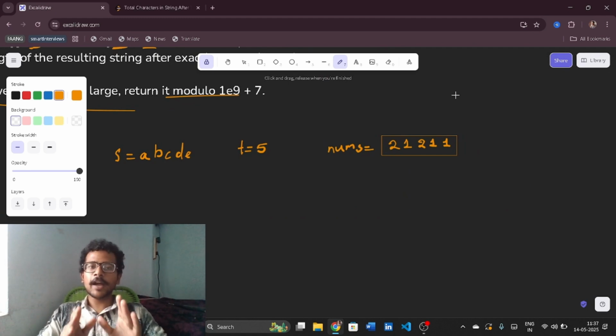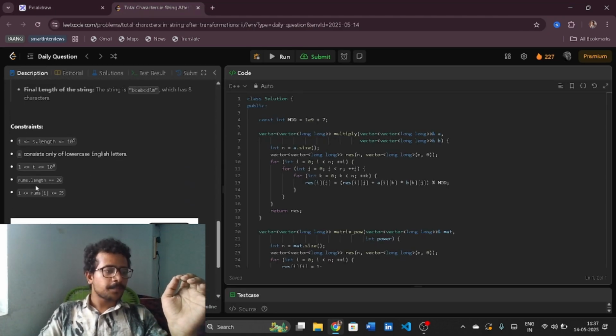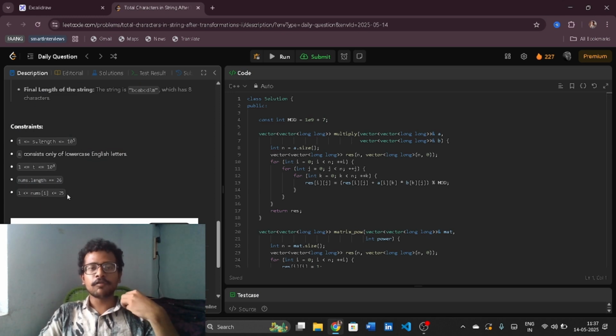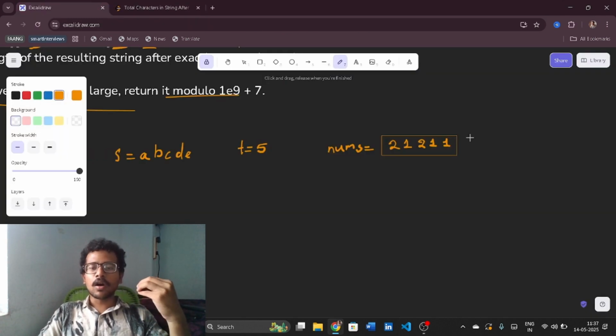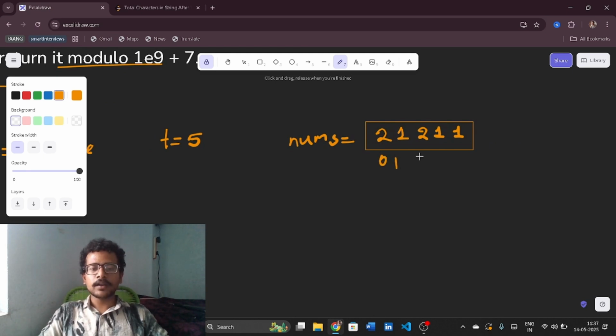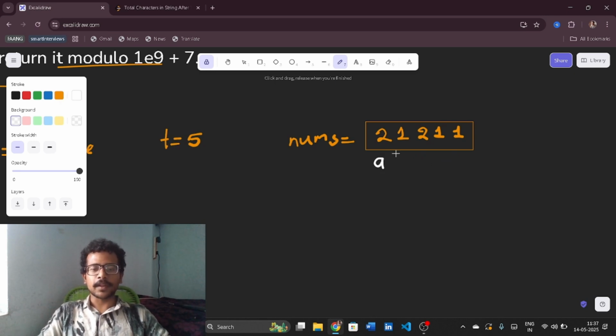Now, I am taking this example, and the constraints say that t can go up to 10^9 and nums[i] can be up to 10^9, but hypothetically, for your understanding, I am taking all the other characters as 0. Now let us see what happens. So here 0, 1, 2, 3, 4. I don't take these indices; instead I take A, B, C, D, E.